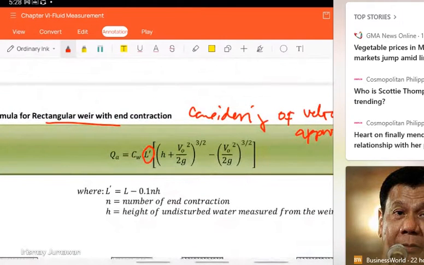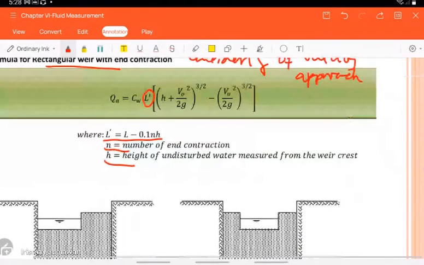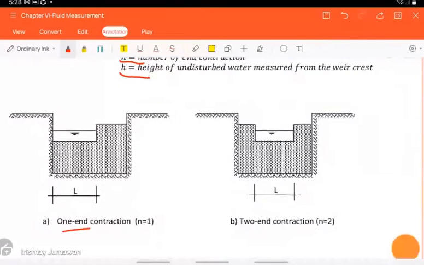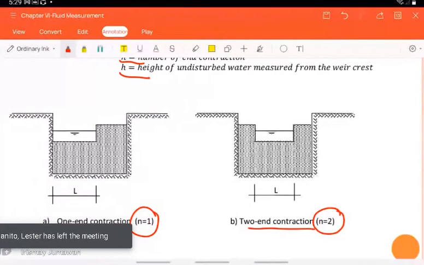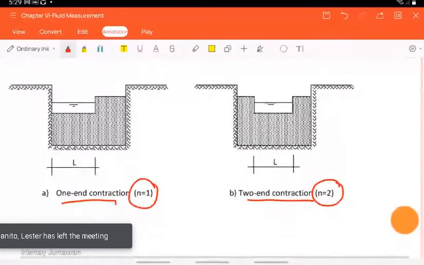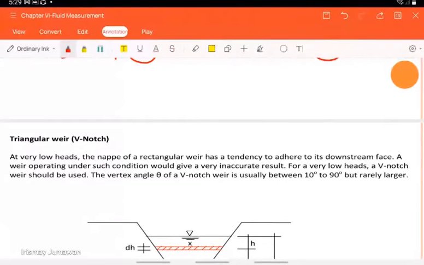Okay, so we have here L prime. So this is the length of the weir with end contraction. So that is just equal to L minus 0.1 n times h. So n is the number of end contractions. Still the h is the head. Okay, this is 1 end contraction, so n is equal to 1. And this is 2 end contractions, n is equal to 2. So if you have so many contractions, you have to count the number of the contractions, so the equivalent of your n.